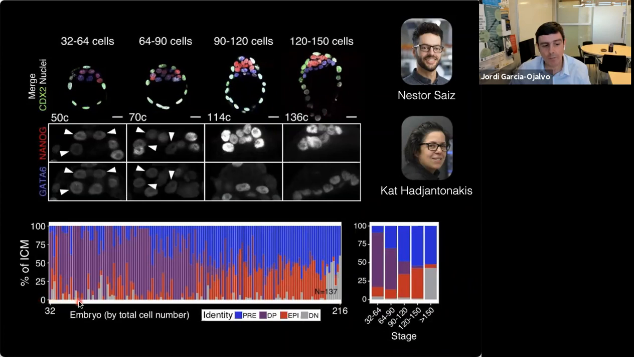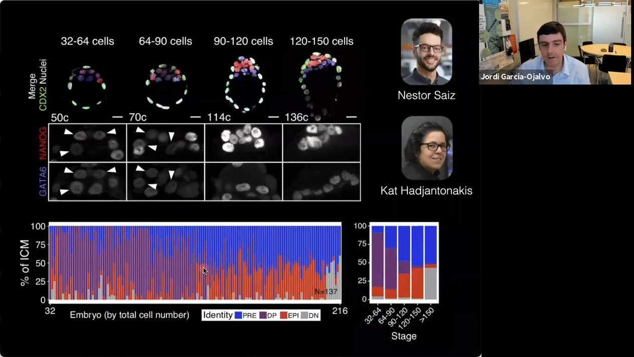It's not that we have one per embryo number. This is just the smaller embryo that we are looking at, 32 cells or 216 cells. And here you see the percentage of cells from this inner cell mass, the ones that are not green, that are either inner cell mass themselves or red or blue. So you can see here the distribution. And this is a bit variable. That's what I was telling you about.